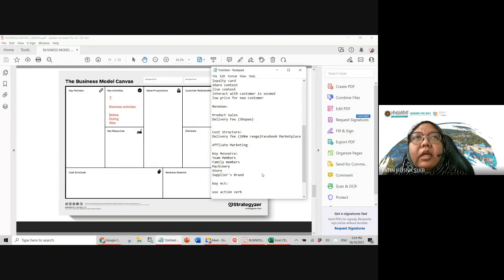Then you need to start with the before, for example, brainstorming among team members, doing market research for suppliers, doing supplier research, setting up an Instagram account, calling suppliers and so on. And then during, for example, entertaining customers, interacting with customers on social media, getting orders, preparing orders, and also packaging, and then delivering orders.